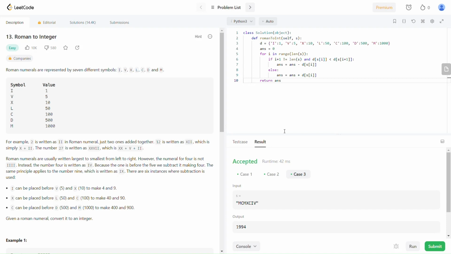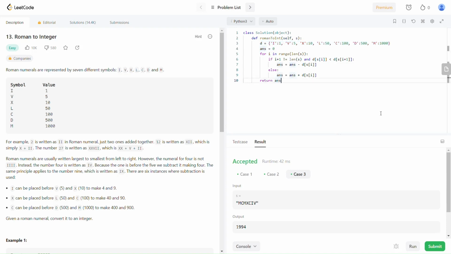This is a Python solution to the problem of converting a Roman numeral string to an integer. It defines a class Solution with a method romanToInt that takes a string S as its input and returns an integer. The function initializes a dictionary D that maps each Roman numeral character to its corresponding integer value. It then initializes a variable ans, short for answer, to 0.